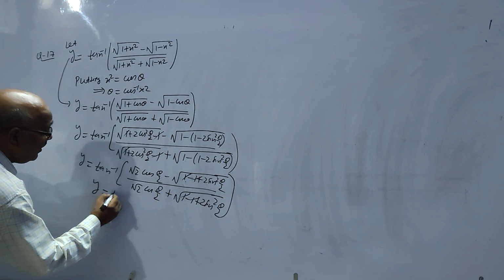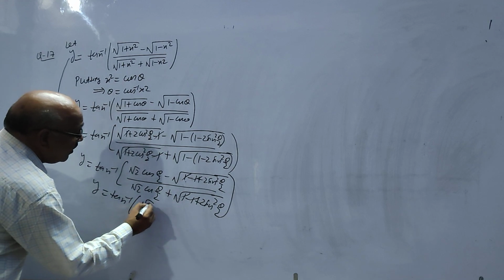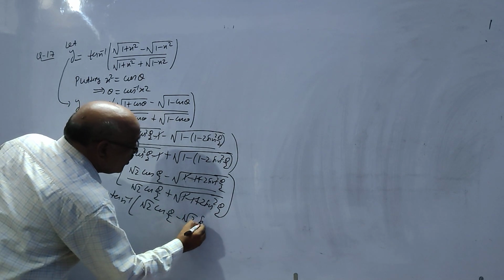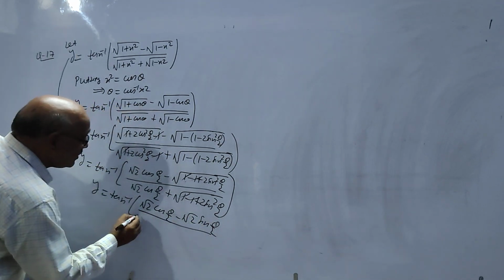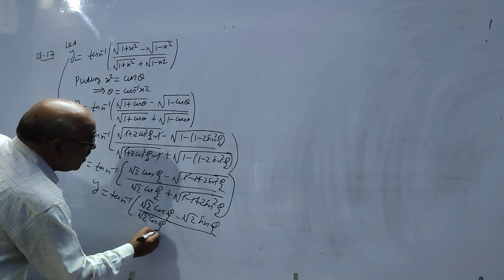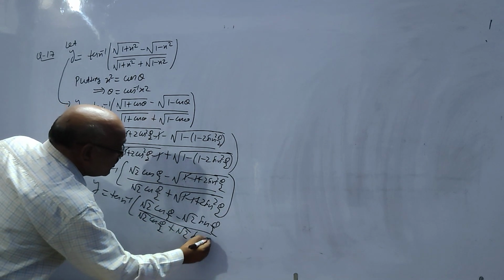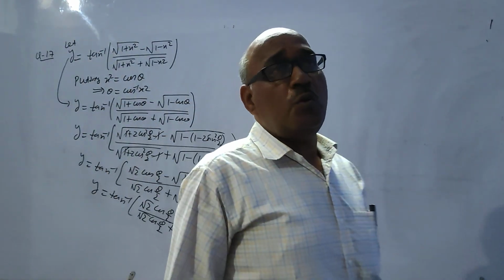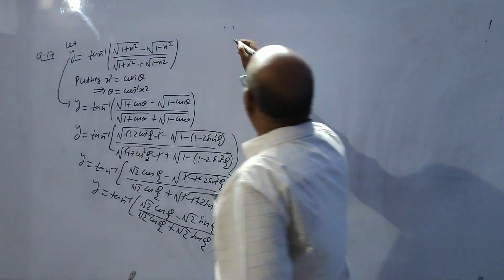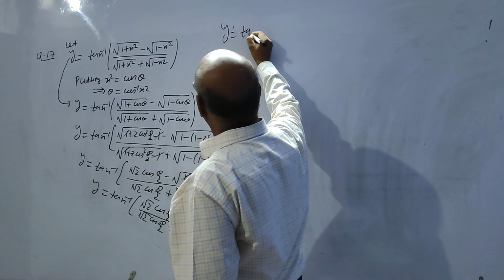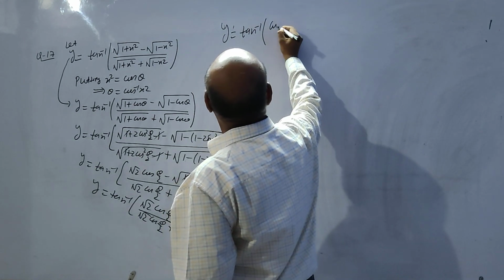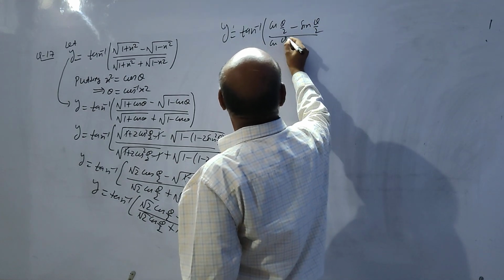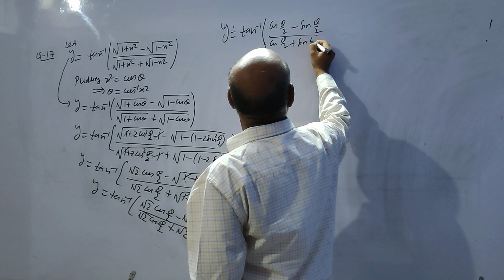So what you have, y is equal to tan inverse of under root 2 times cos theta by 2 minus under root 2 times sin theta by 2, upon under root 2 times cos theta by 2 plus under root 2 times sin theta by 2. Now in numerator under root 2 is common, in denominator under root 2 is common, so they will cancel each other. So what you get, y is equal to tan inverse of cos theta by 2 minus sin theta by 2 upon cos theta by 2 plus sin theta by 2.